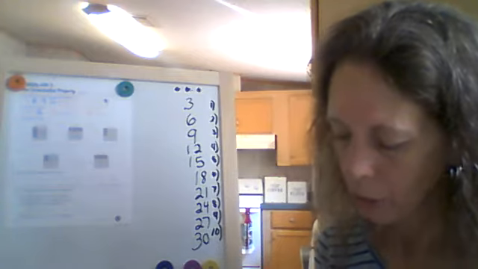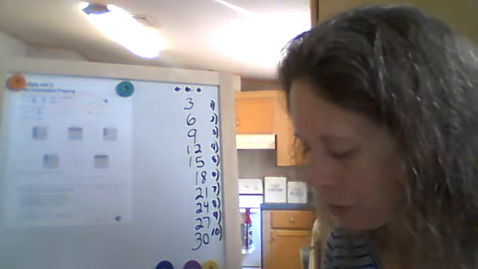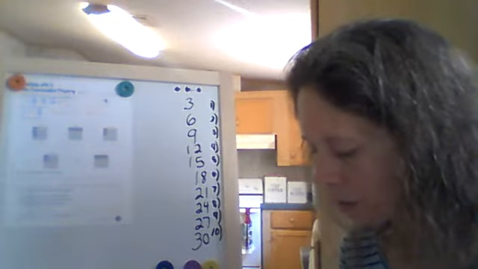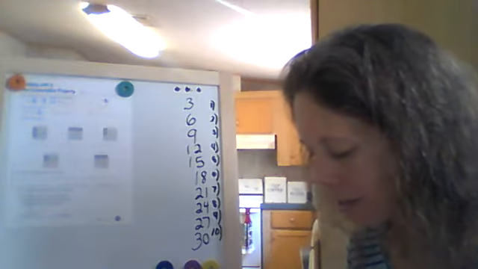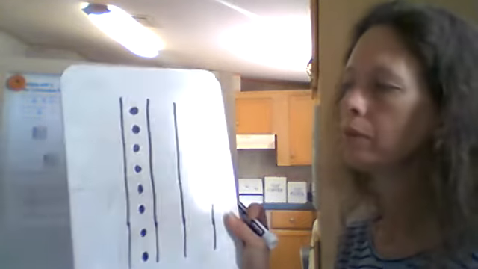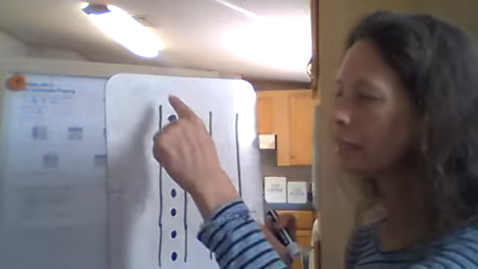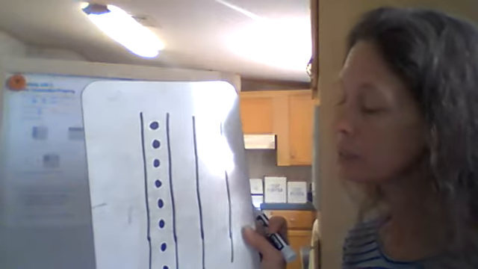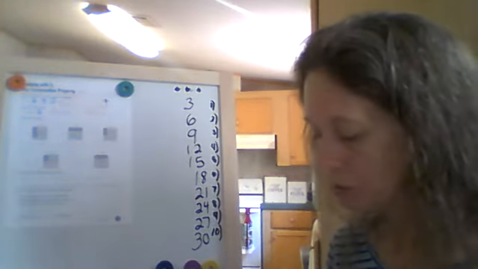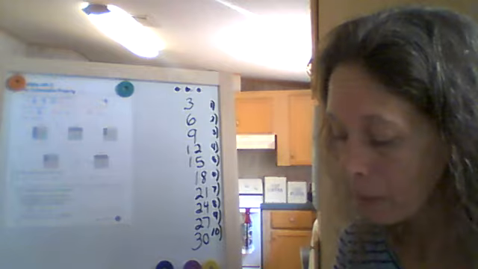So I have 1, 2, 3. See how I'm starting here? 1, 2, 3, 4, 5, 6, 7, 8. There's 8 dots in this row. Well, I got to do the same for my next row. So let's do it again, and try to line them up as best you can.